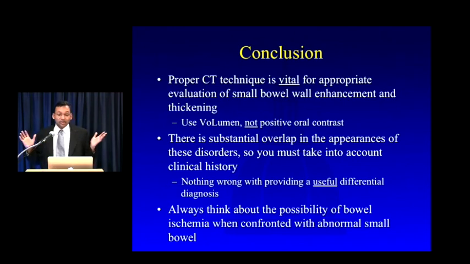Finally, I got to tell you, when I'm looking at the small bowel and I see abnormal small bowel, the thing I'm always worried about is bowel ischemia. This is probably the most vital diagnosis not to miss of all of the things we talked about during the course of this lecture. So anytime you see abnormal bowel, at least think about bowel ischemia and consider whether there's any features that might suggest that diagnosis.